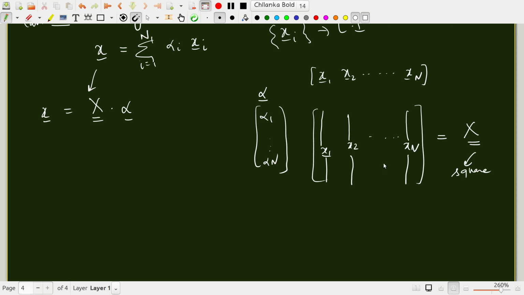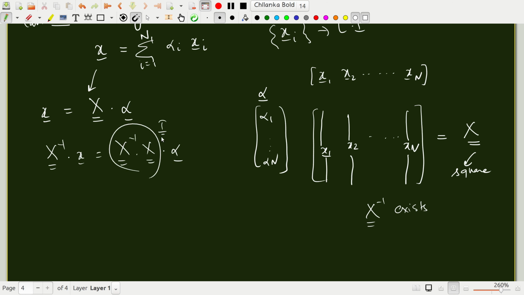Because this is a set of linearly independent vectors, this matrix has an inverse. X inverse exists because the vectors are linearly independent. If they were linearly dependent, then the determinant of this matrix would be 0 and the inverse is not defined. So X is non-singular, X inverse exists. Therefore, how do I find the coefficient alpha? I pre-multiply both sides by X inverse. So this becomes identity, and alpha is nothing but X inverse times x.